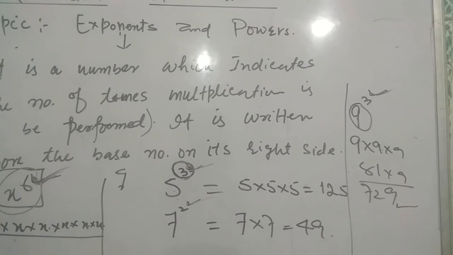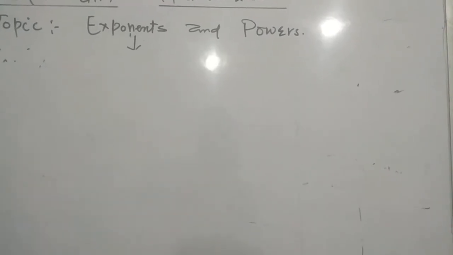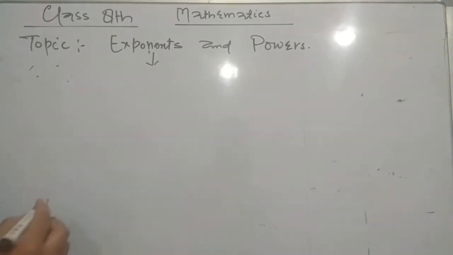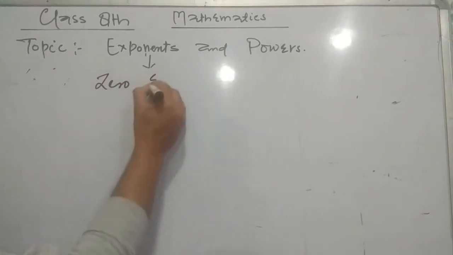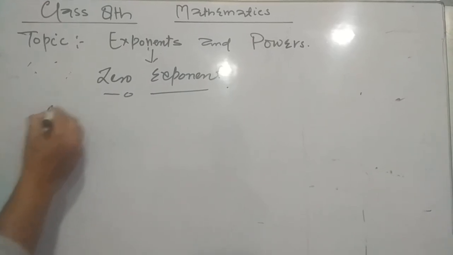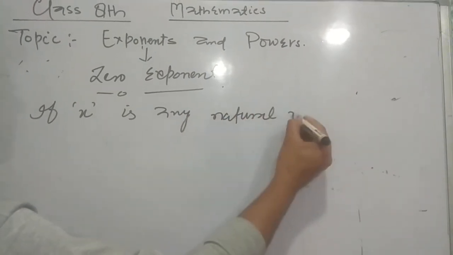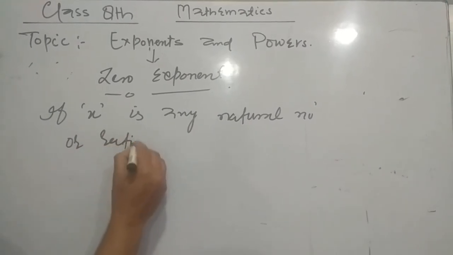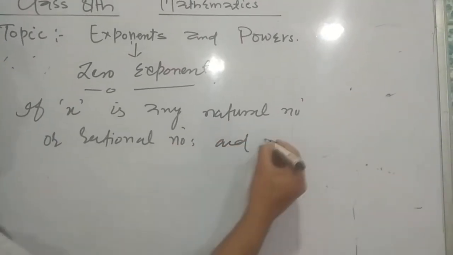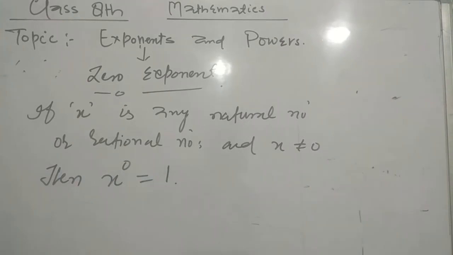Now, dear students, another example is here. It is zero exponent. Now, dear students, what is zero exponent? If x is a rational number, if x is any natural number or rational number other than 0, that is, x is not equal to 0, then x raised to power 0 is always equal to 1. It is called the zero exponent.